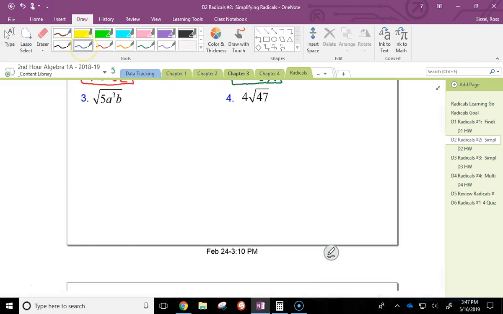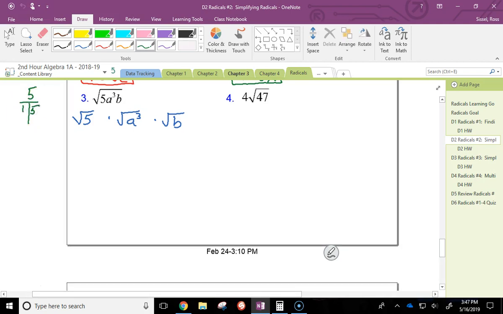3. Okay, so I'm going to break this apart. I'm going to have the square root of 5 times the square root of a to the 3rd times the square root of b. When I look at the square root of 5, I do my factors like we did before. All we have is 1 and 5, so I can't break that one down anymore. I am done with it. I'm going to highlight it to show I'm done with it.